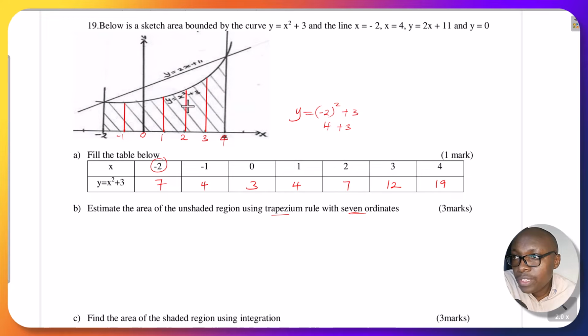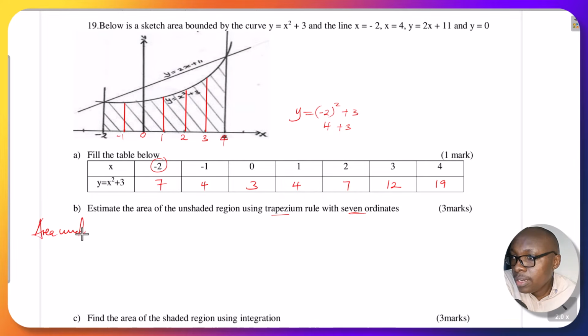y = x squared plus 3. That is what is going to give you the unshaded area. The area under the line between -2 and 4, subtract the area under the curve y = x squared plus 3 between the same limits, -2 to 4. So let's first get the area under the line.